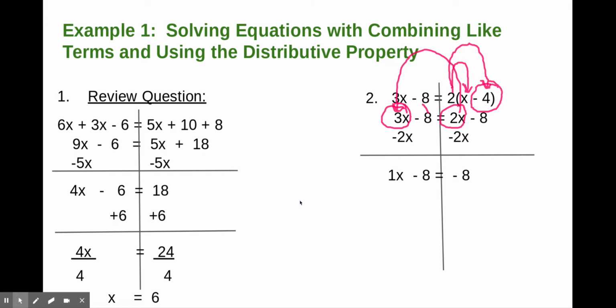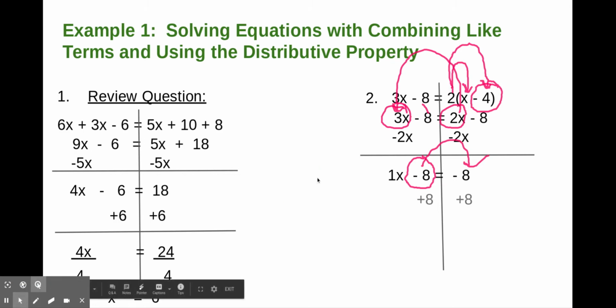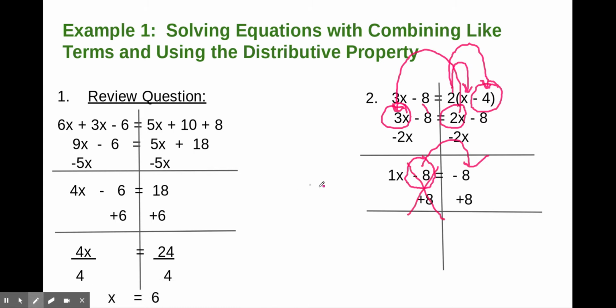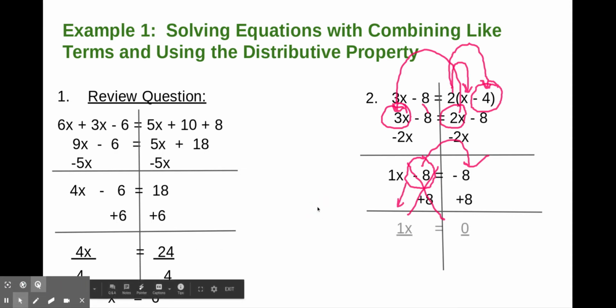And now my next step is to use inverse operations to add or to subtract. So I want to take this -8 over to the other side by making it a +8. So -8 and a +8 cross out. I bring down the 1x. And then -8 and a +8 is a 0. You have to put the 0 there.